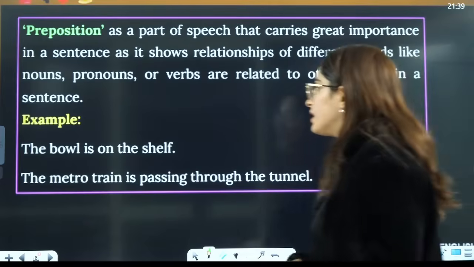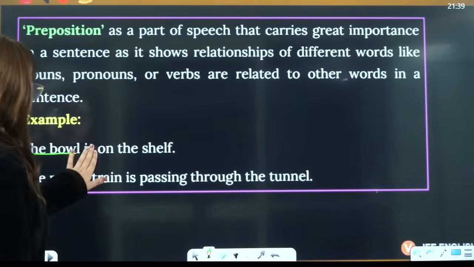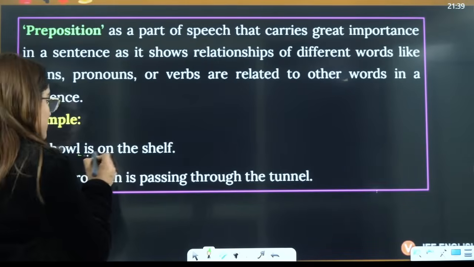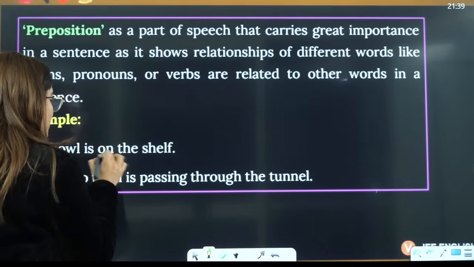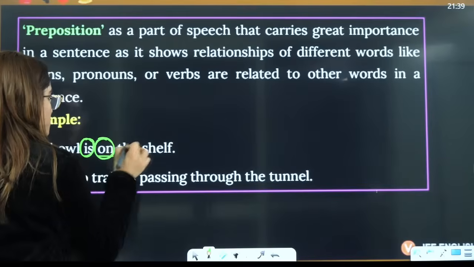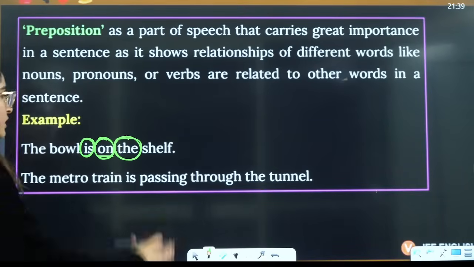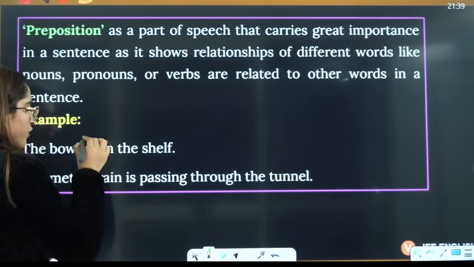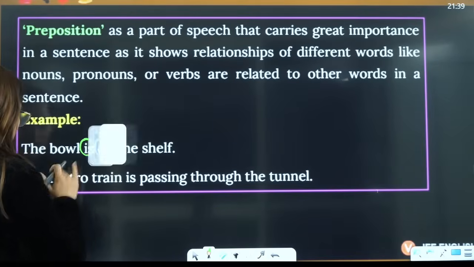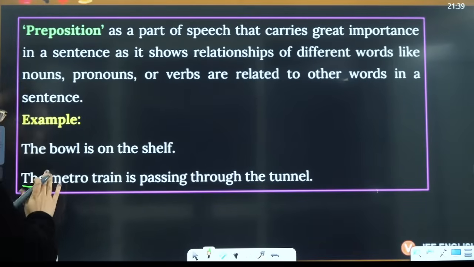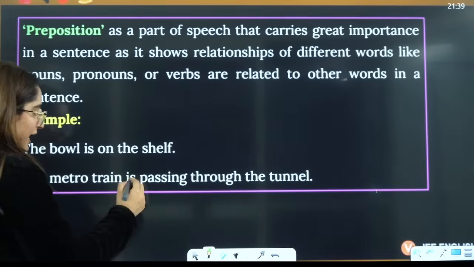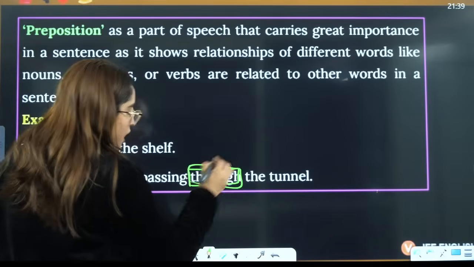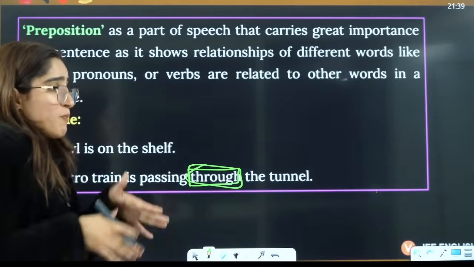For example, this bowl dash on the table, is dash the table. This bowl is, this is verb, this is preposition, this is article. Can you see? These are the three things that are there. Again here, the metro, this is again article, the metro train is, this is again verb, passing through, this is preposition. It is passing through.